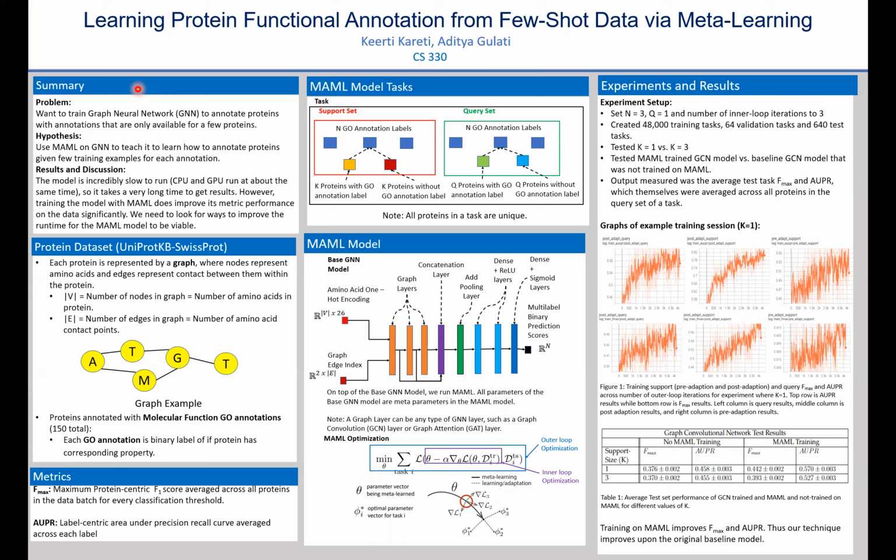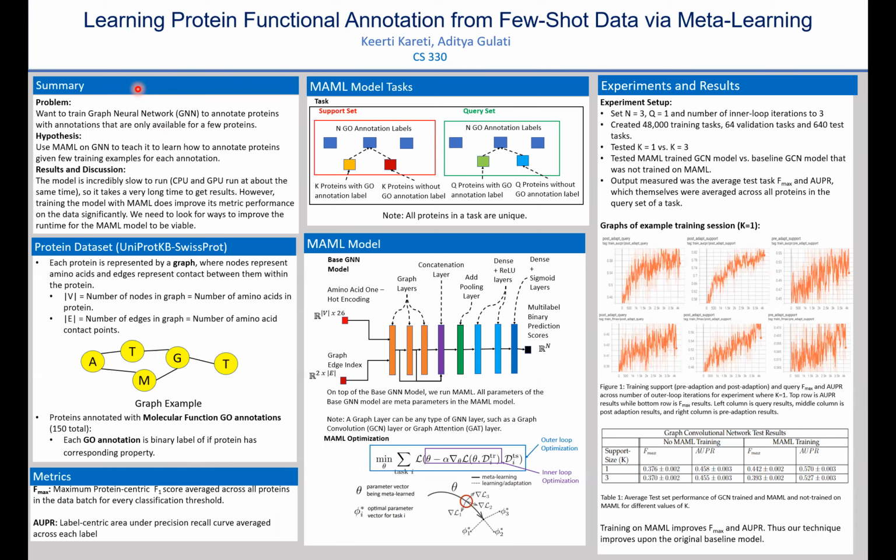But the problem is that DeepFRI requires a lot of data to train, and for many annotations, there exist very few protein examples with those annotations. So what we wanted to do was design a model which uses MAML on the DeepFRI GNN to teach the GNN how to annotate proteins using only a few training examples for each annotation. All right, now to you, Aditya.